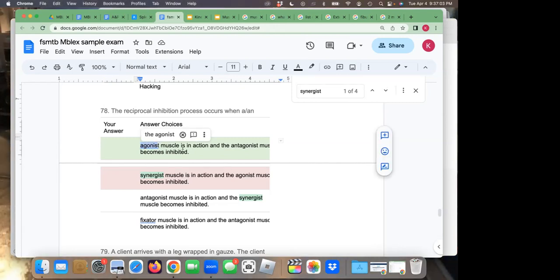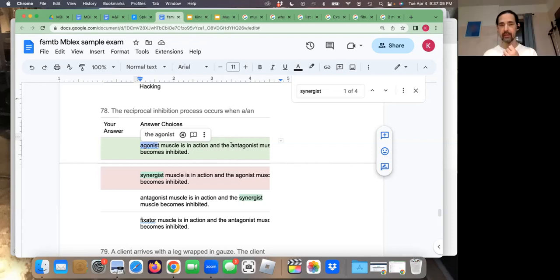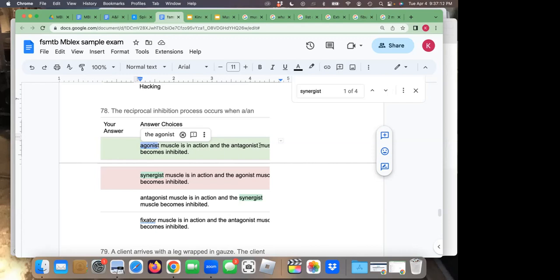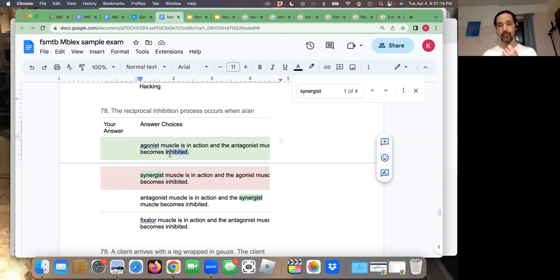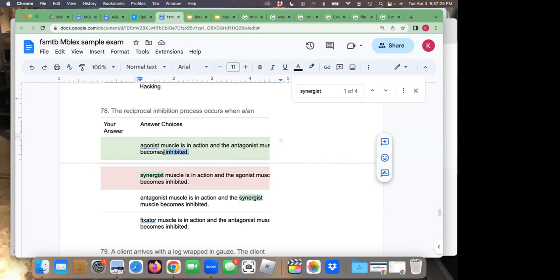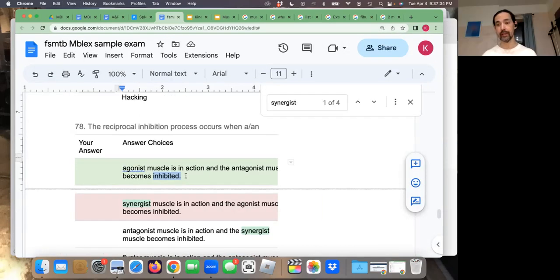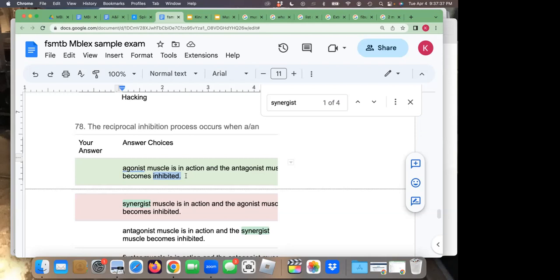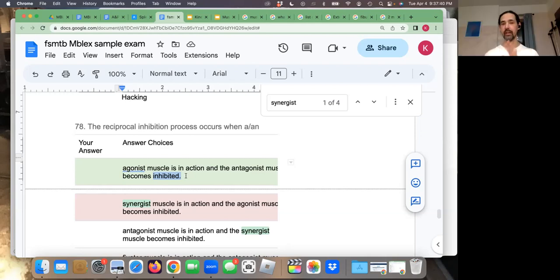The agonist muscle is in action. Good. And the antagonist becomes what? Inhibited. Very good. When you inhibit something, you stop it. Inhibited is the opposite of activated. The agonist becomes activated. The antagonist becomes inhibited.